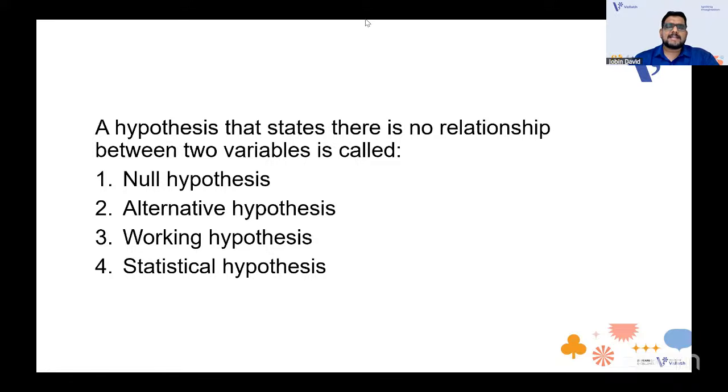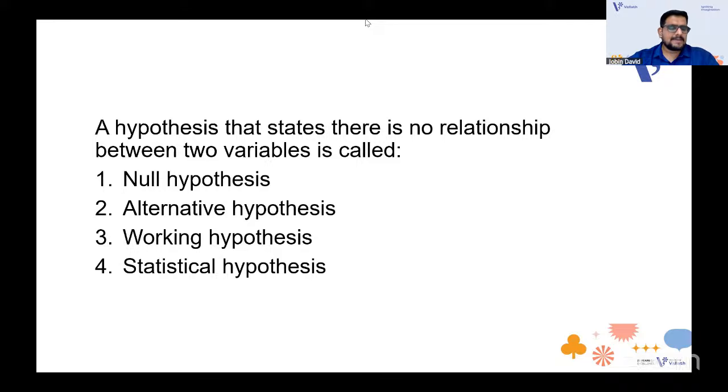A hypothesis that states there is no relationship between two variables is called null hypothesis, alternative hypothesis, working hypothesis, or statistical hypothesis. See, there is no relationship between two variables, and this is very important. According to this, in the testing of hypothesis, sometimes we make type 1, type 2 errors. We just discussed that.